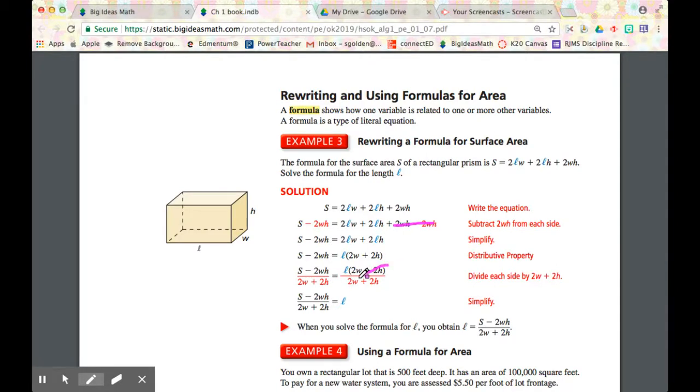When we do that, it cancels here, and I'm left with L equals, now, I have S minus 2WH on top divided by 2W plus 2H. We cannot combine any of that, so that is the formula solved for length.